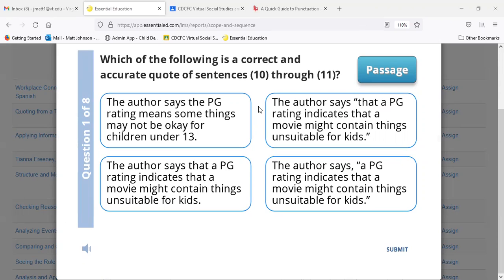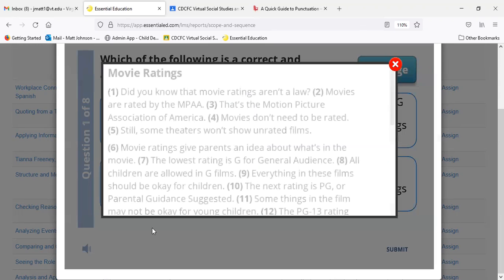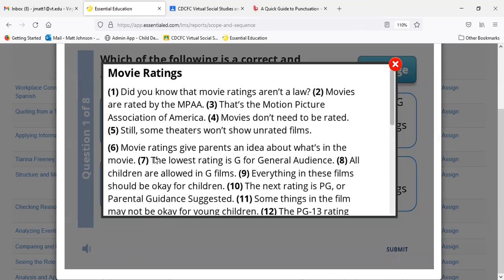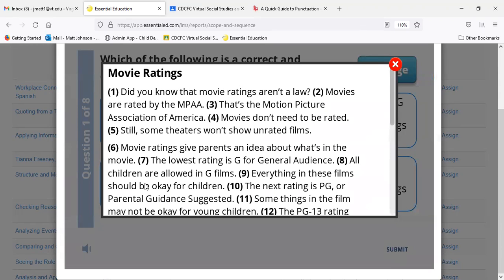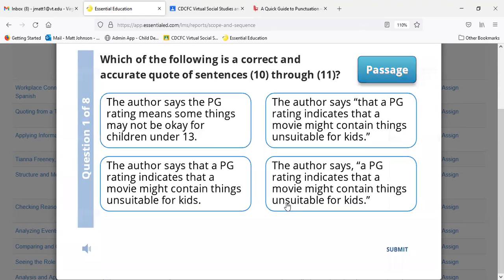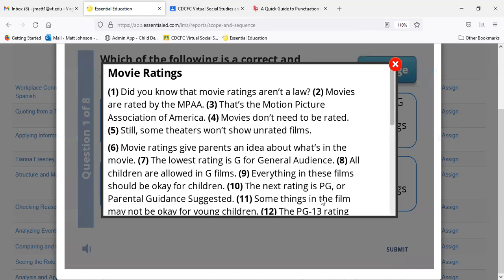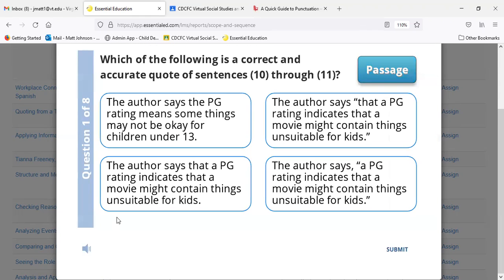So the author says the PG rating means some things may not be okay for children under 13. The author says that a PG rating indicates that the movie might contain things unsuitable for kids. If we look at the passage, the next rating is PG, or parental guidance suggested. Some things in the film may not be okay for young children. We do not have a direct quote in any of those. That does not come directly from the passage, nor does the second one. Also not the same language. So it's a paraphrase, and looking at the two options that we have there, this one here is the best one.